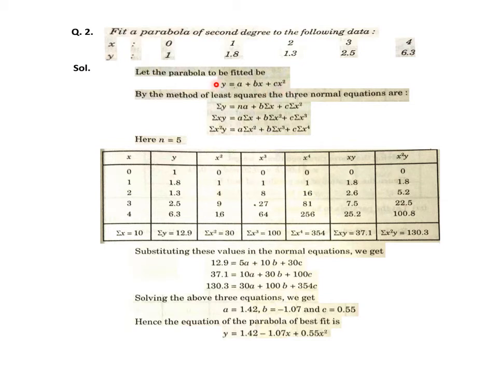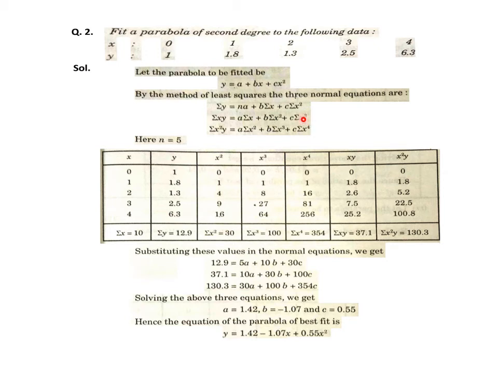The first normal equation will be produced by operating sigma, the symbol of summation, over that equation. So sigma y equals na plus b sigma x plus c sigma x square. Then, because we need 2 more normal equations, multiply that equation by the independent variable to power 1. The independent variable is x here, so multiply by x, then take sigma: sigma xy equals a sigma x plus b sigma x square plus c sigma x cube.